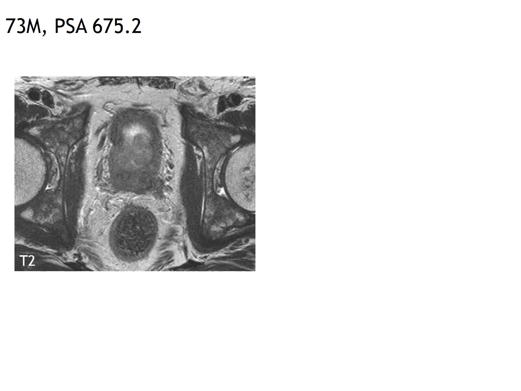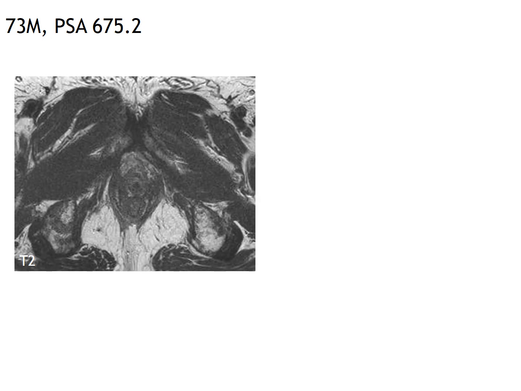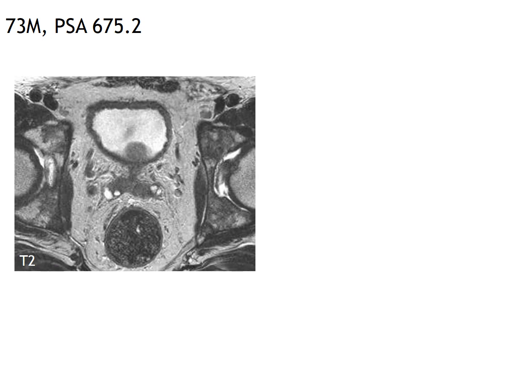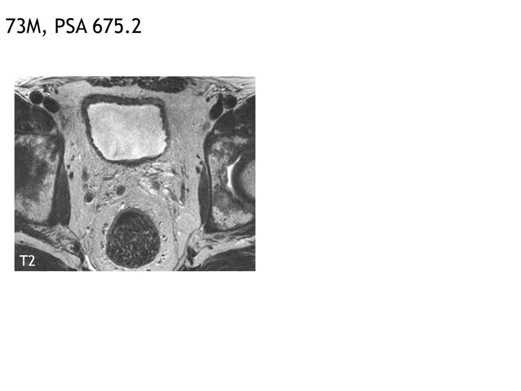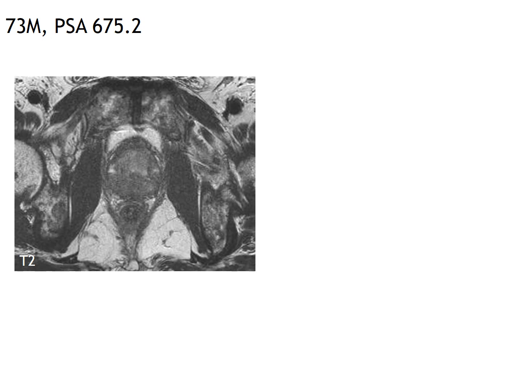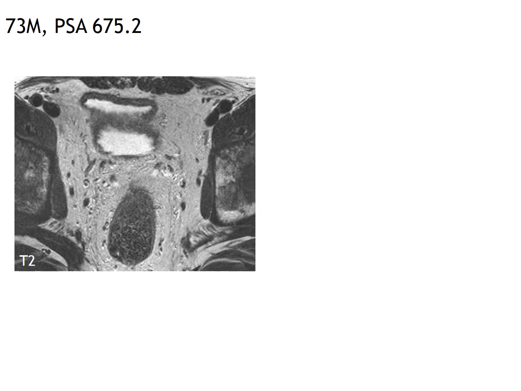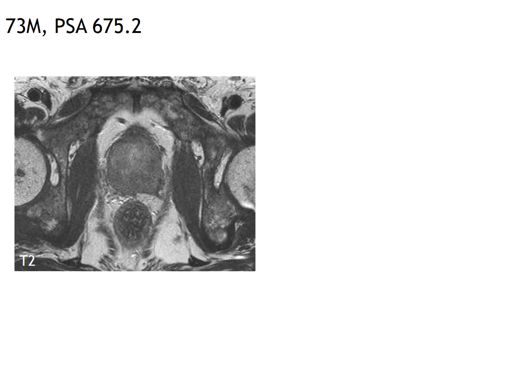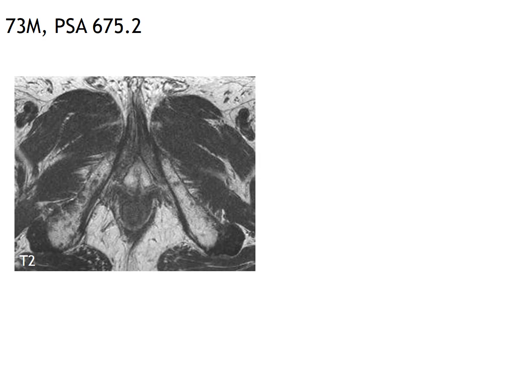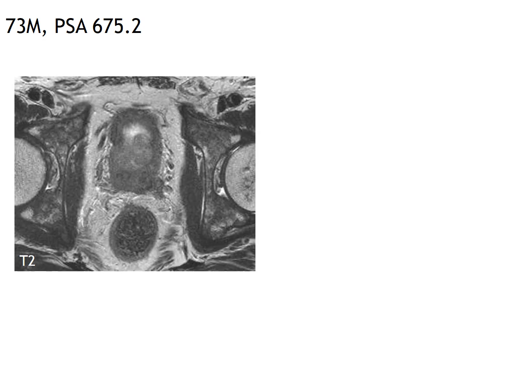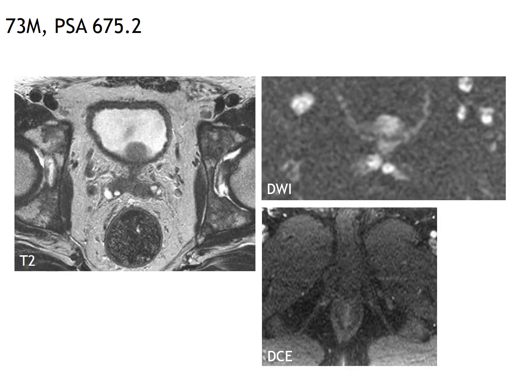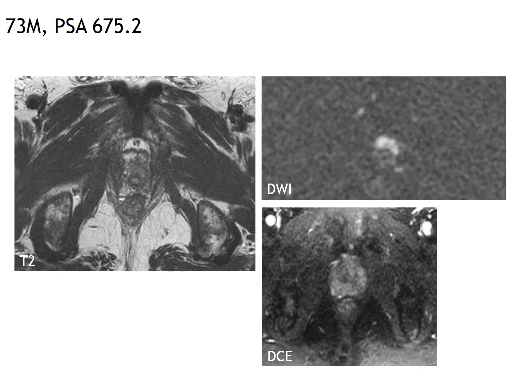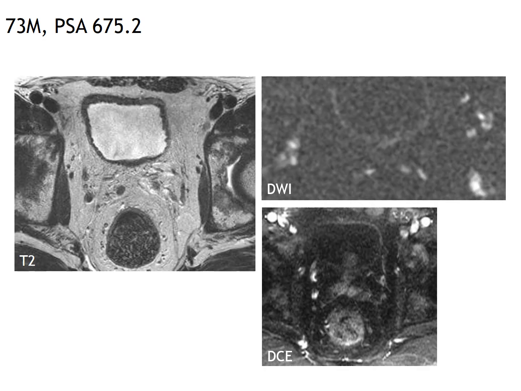This is a 73-year-old patient with very high PSA. T2-weighted images in axial plane show diffuse prostate cancer involving seminal vesicles. Also, there are diffuse signal abnormalities in the pelvic bones. If you see diffusion-weighted images and dynamic contrast enhanced images, you can easily identify bony abnormalities.